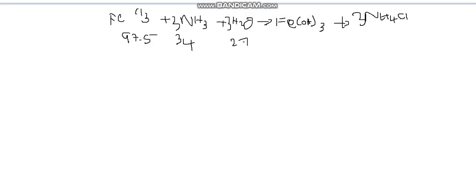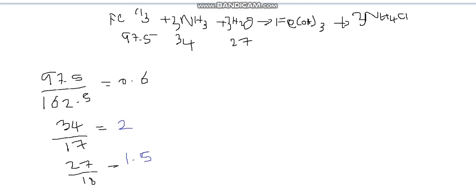Now we have to find the maximum amount of Fe(OH)3 formed, right? So before that we have to find the moles reacting. First we'll convert all of these to moles. You can see I have converted all the masses into moles. 97.5 gram of FeCl3 divided by its molar mass is 0.6 mole. 34 gram of ammonia is 2 moles. 27 gram of water is 1.5 mole. Now we have to compare this. You have 0.6 mole of FeCl3, 2 moles of ammonia and 1.5 moles of water.